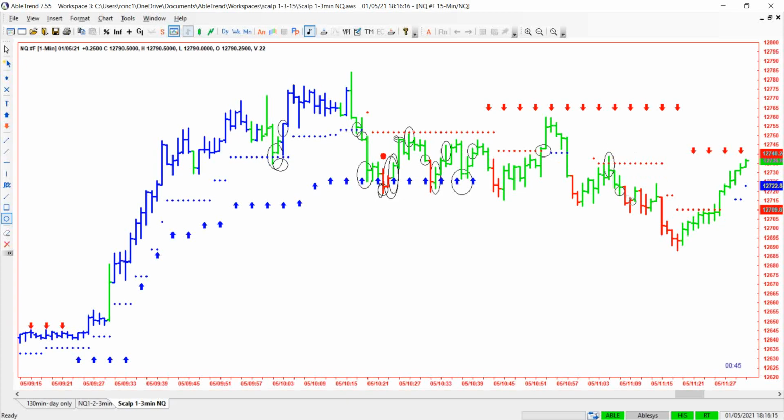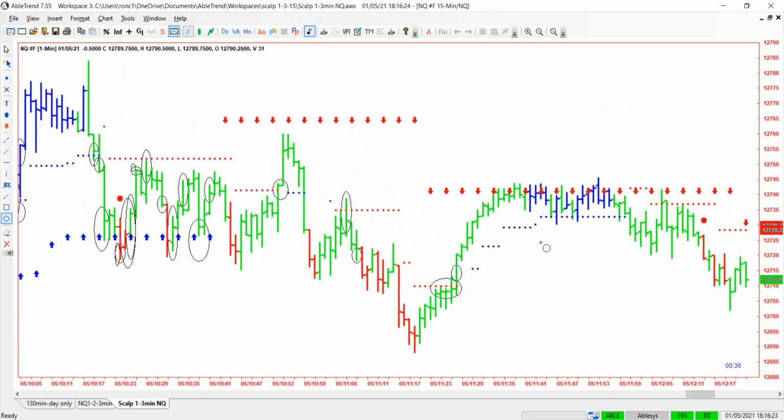A minute later, we got the 5 points. That's a $100 winner. And this is a losing trade because it hits the arrow and then closes above it. So we would have lost on that trade. I think you get the picture from here.